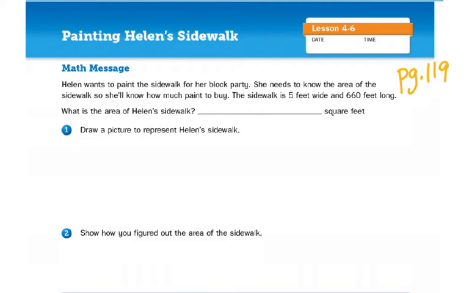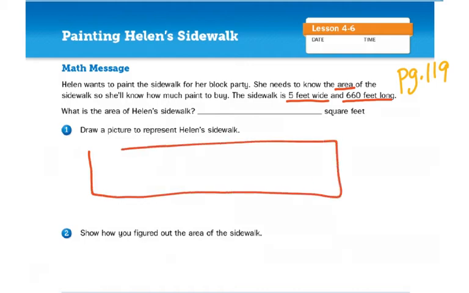At the top, it's talking about painting Helen's sidewalk. Helen wants to paint the sidewalk for her block party. She needs to know the area of the sidewalk, so she'll know how much paint to buy. The sidewalk is 5 feet wide by 660 feet long. What is the area of Helen's sidewalk?